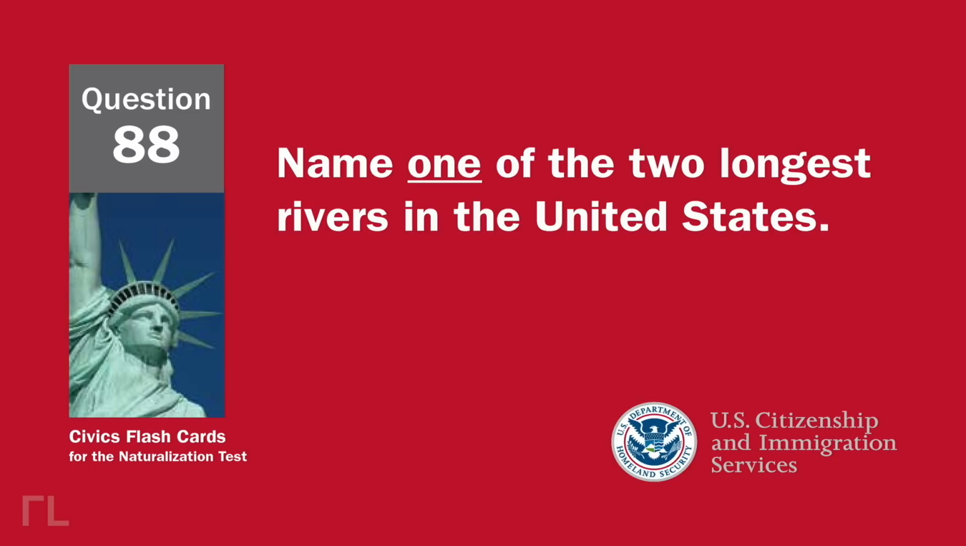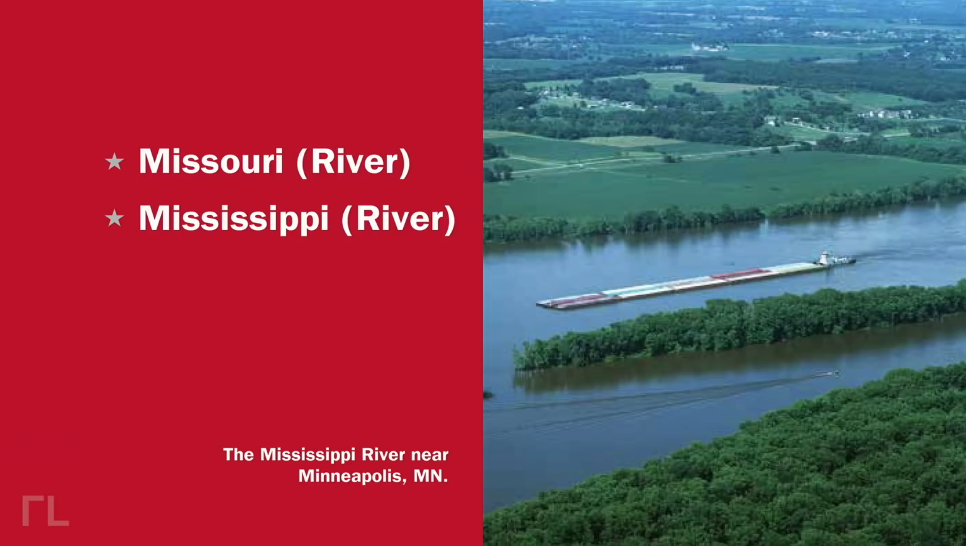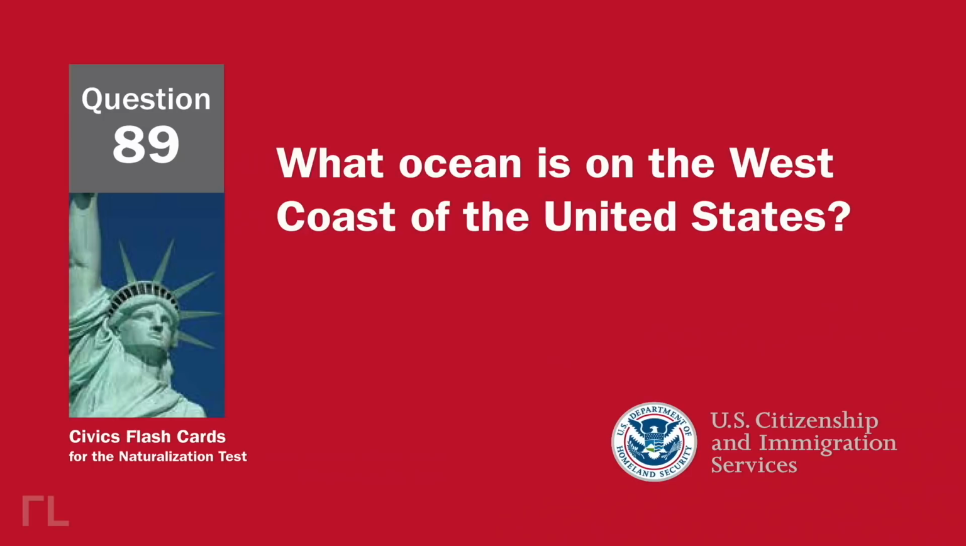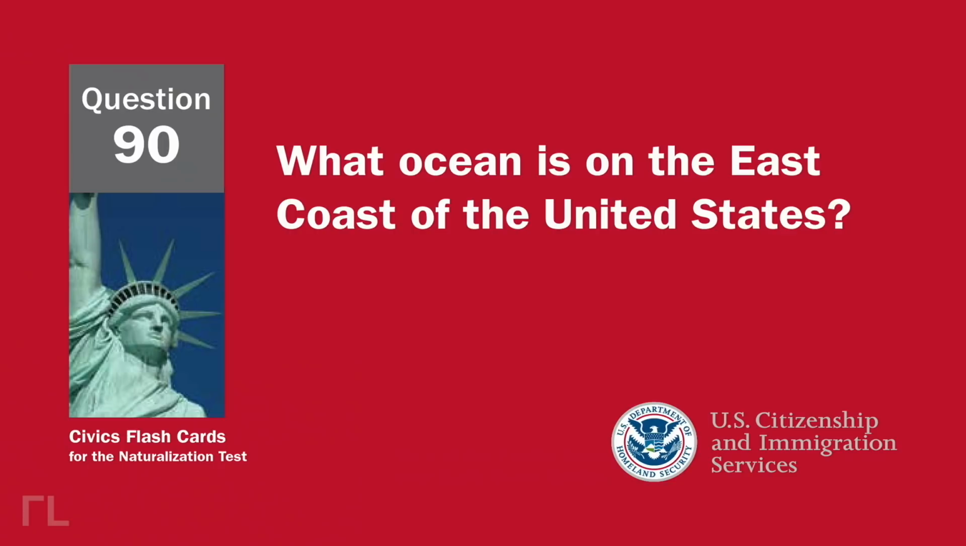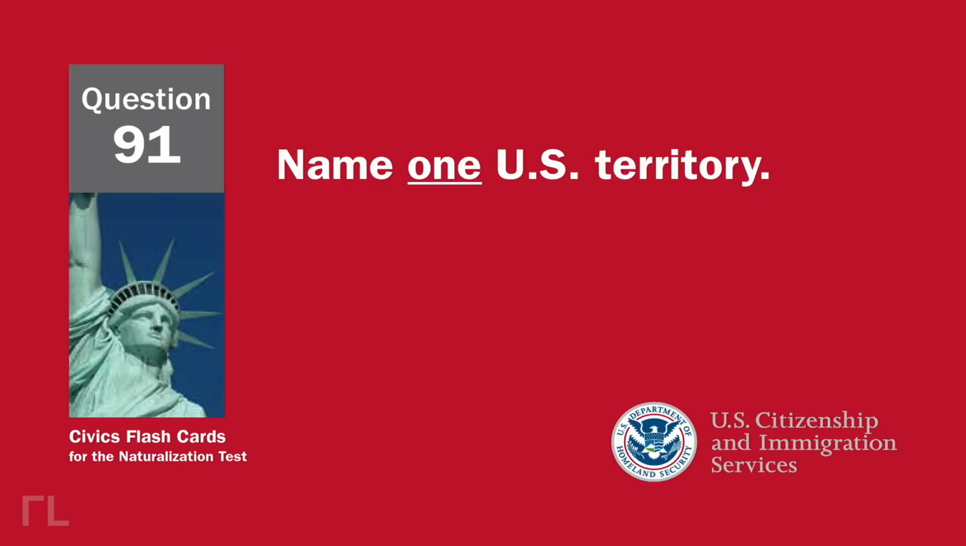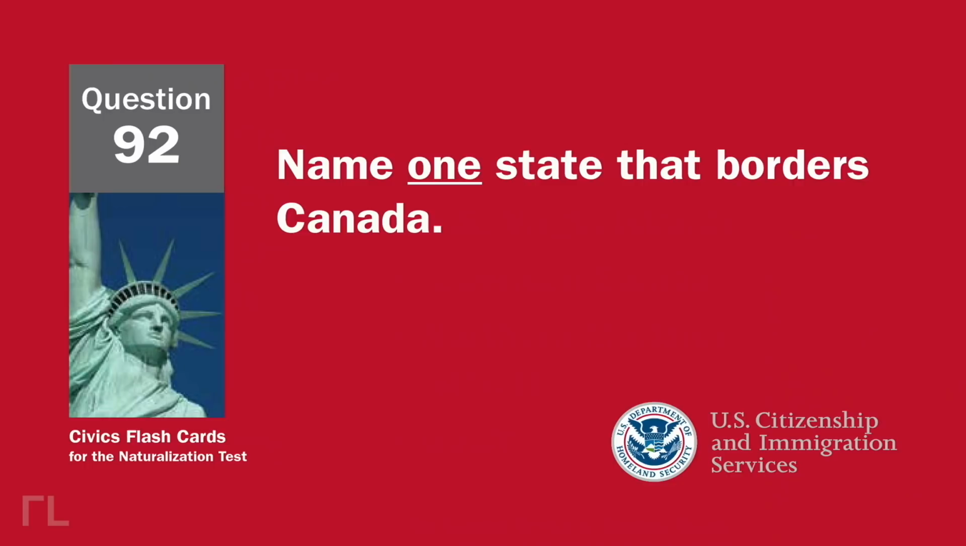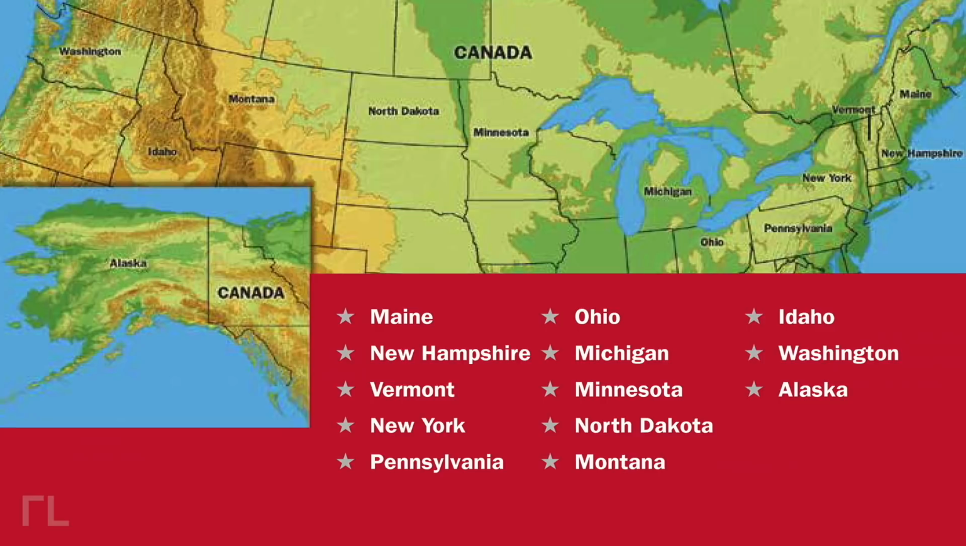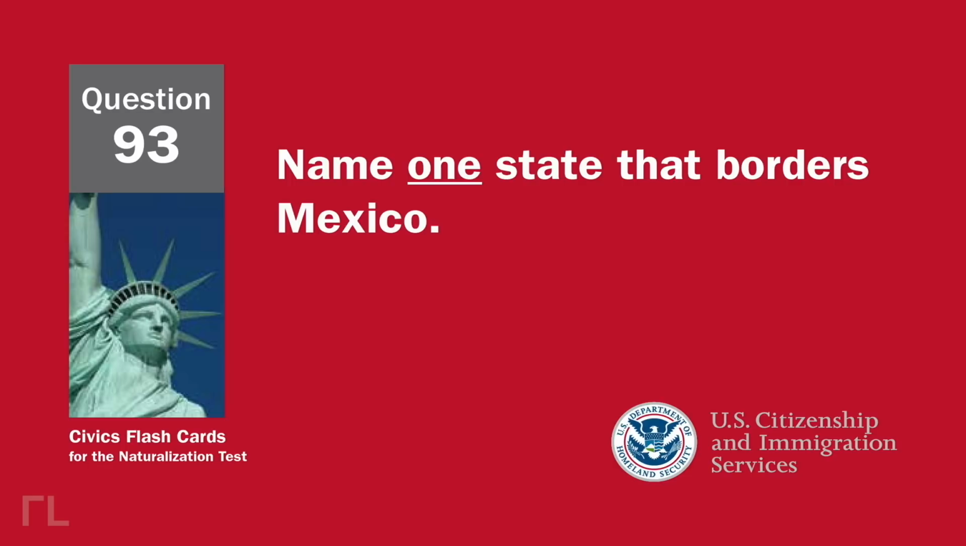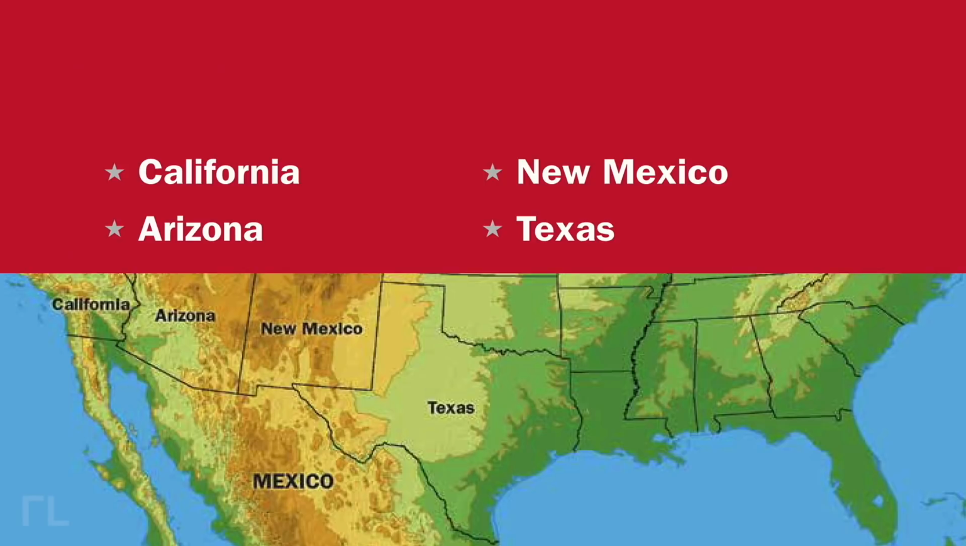Name one of the two longest rivers in the United States. The Missouri River. What ocean is on the west coast of the United States? Pacific Ocean. What ocean is on the east coast of the United States? Atlantic Ocean. Name one U.S. territory. Puerto Rico. Name one state that borders Canada. Maine. Name one state that borders Mexico. California.